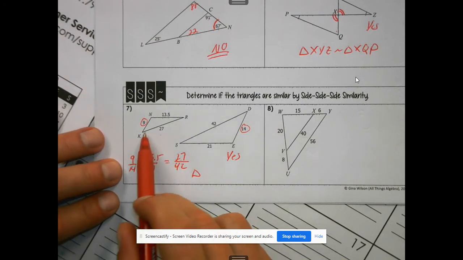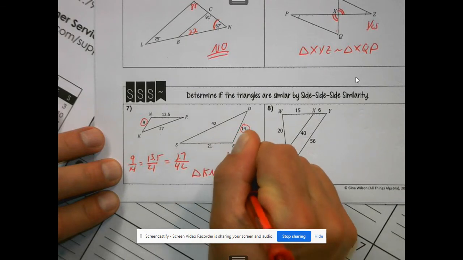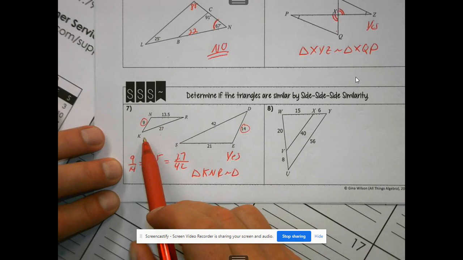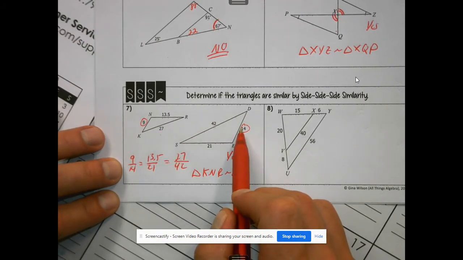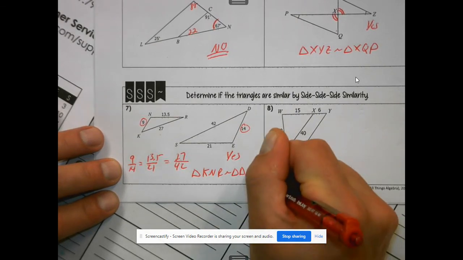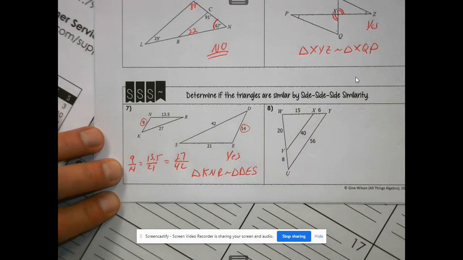Similarity statement. Let's go K and R. All right. K matches, let's see here. So 9 to 14. K is going to match with D. N matches with E. And R matches with S.